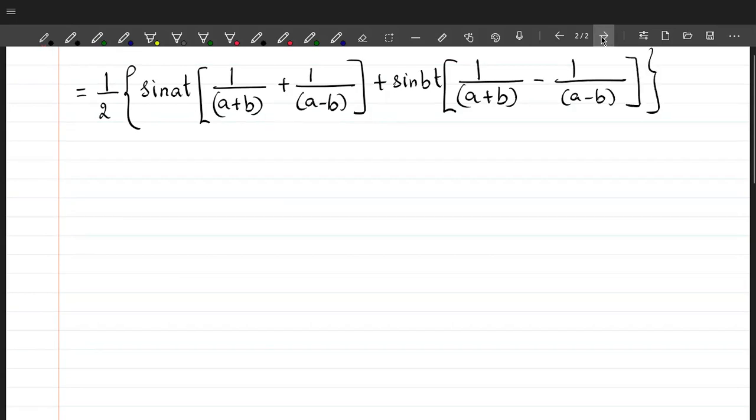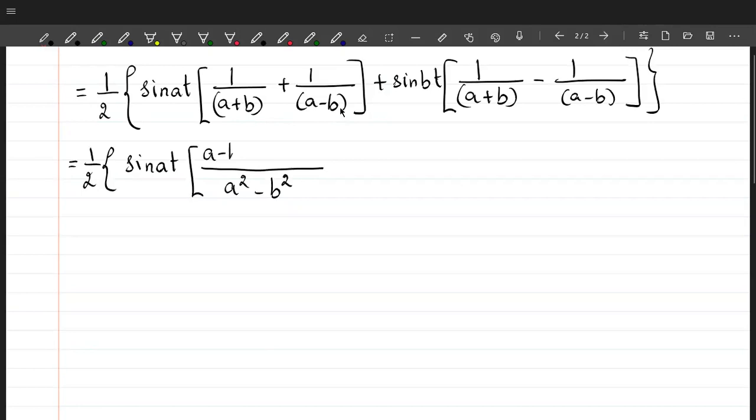Correct? So now I get half into sine of at. Let me see what we get here. For both these terms, if you take the common denominator, it will be a square minus b square, because you get a plus b multiplied with a minus b. So the common denominator is a square minus b square, and in the numerator you get a minus b plus a plus b, and here you get plus sine bt.